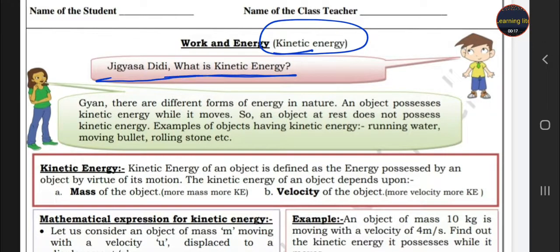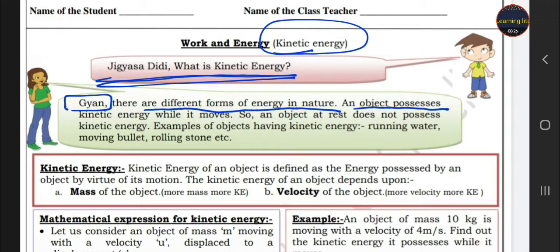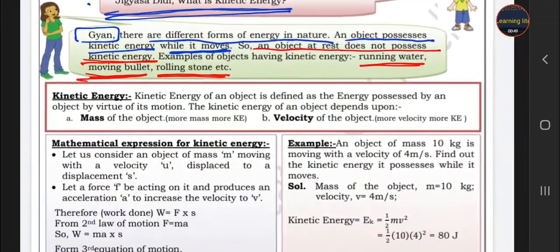Gyan asked Jigyasa Didi what is kinetic energy. Jigyasa said, Gyan, there are different forms of energy in nature, but an object possesses kinetic energy while it moves. It means only those objects which are moving continuously have kinetic energy. So, objects at rest do not possess kinetic energy. Some examples of kinetic energy, students, are running water, a moving bullet, and a rolling stone.